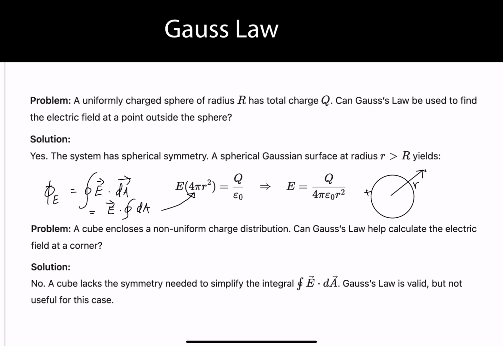The charges are actually on the sphere. Let's say it's positively charged. But when you take the distance, you take it from the center of the sphere.